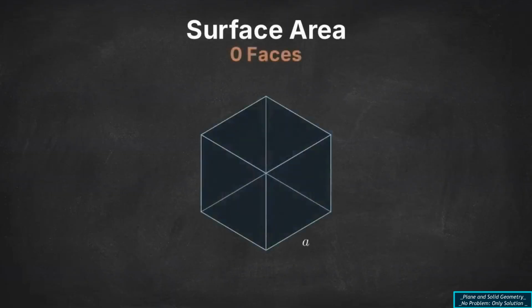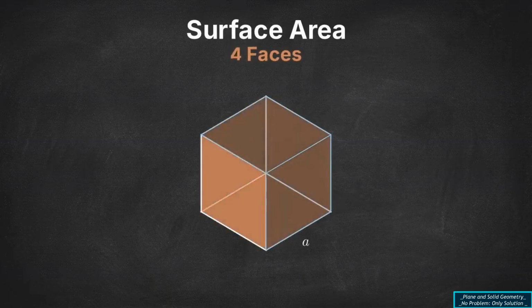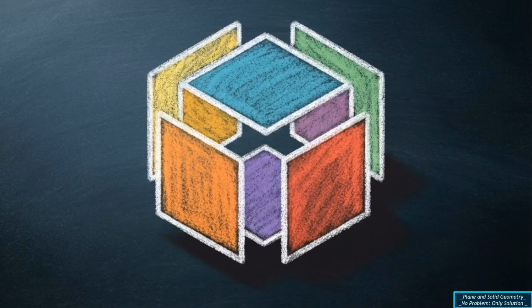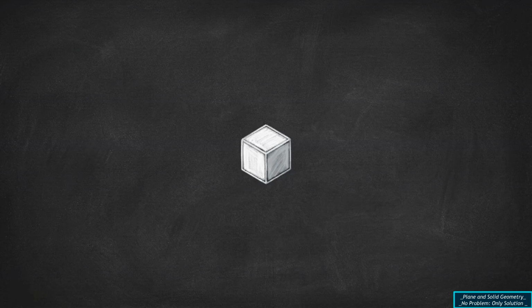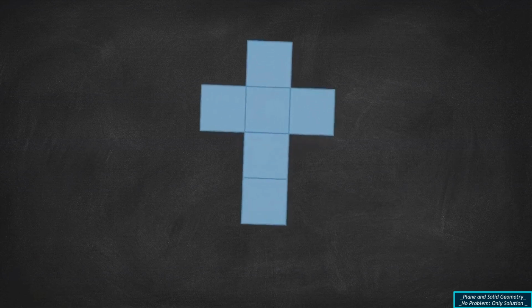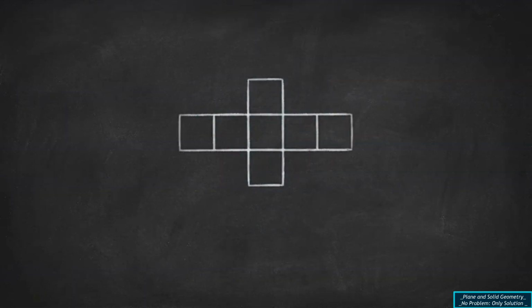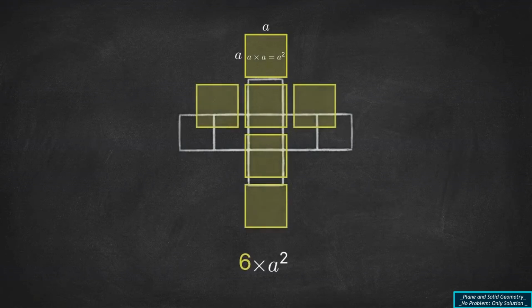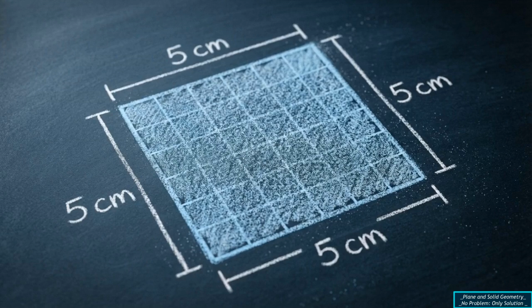Step 2 is finding the surface area, which is the total two-dimensional space on the exterior of the shape. The formula is surface area equals 6a squared. Unfolding the cube into a flat net reveals it is composed of 6 identical squares. The area of one square is length times width, or a squared. To find the total surface area, multiply that single area by all 6 faces. Using our 5 centimeter variable, the equation becomes 6 times 5 squared.